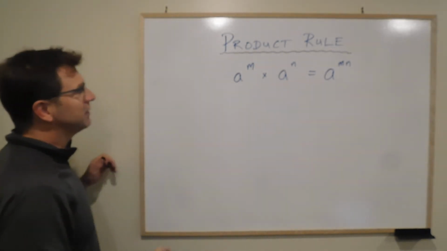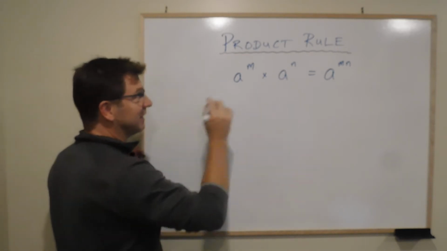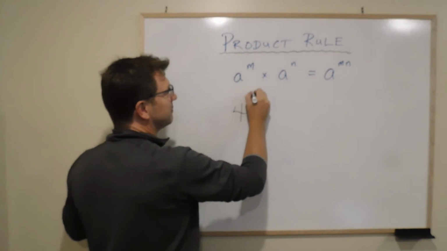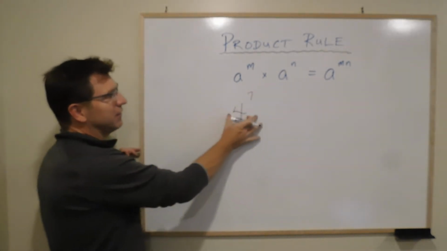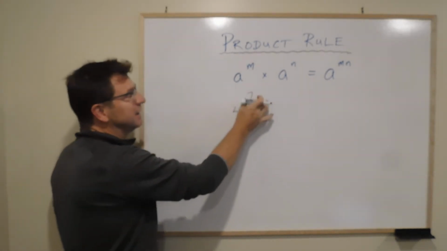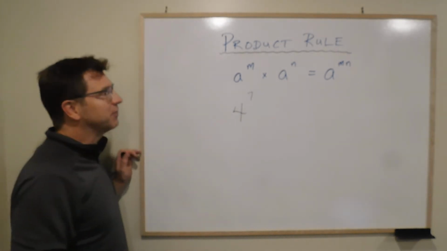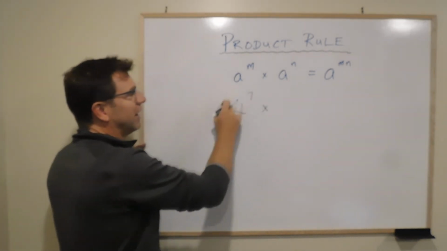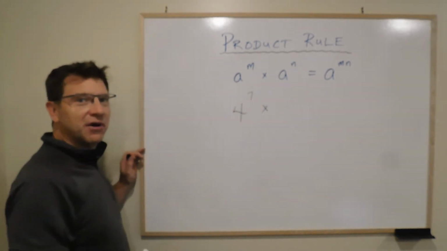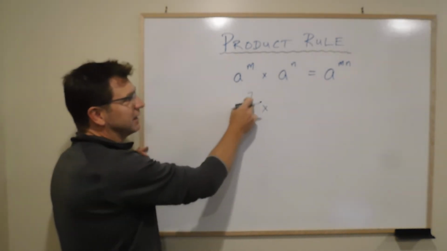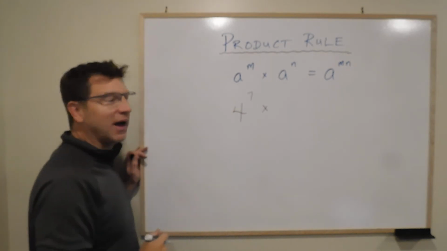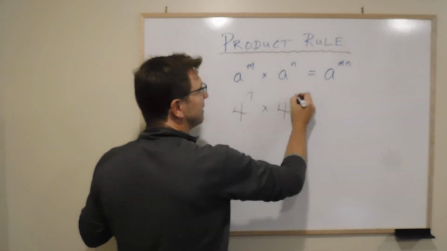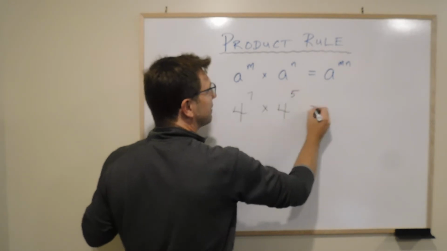So what you have learned in the previous slides, let's take a base of 4 and an exponent of 7. Remember, this larger number is called the base, the smaller number up top is called the exponent. And the entire thing, when you put it together, is called a power. So base, exponent, and then the whole thing is the power. If I'm multiplying this by, I don't know, 4 to the 5, okay?